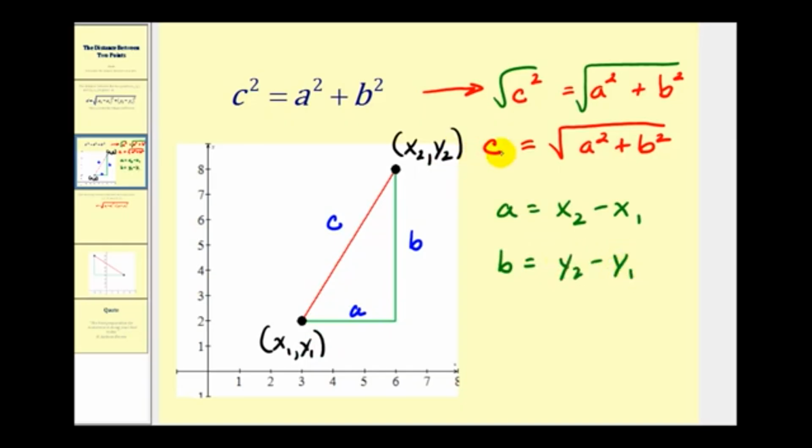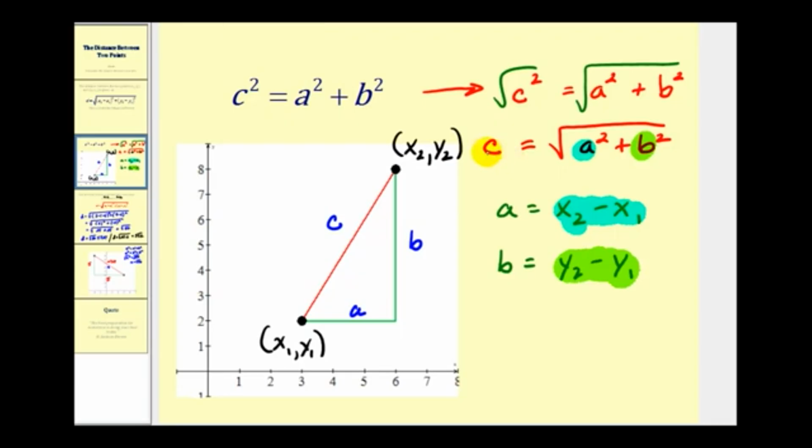So the only difference between the Pythagorean theorem as we see here, solved for C, and the distance formula is we're substituting x sub 2 minus x sub 1 for A, and we're substituting y sub 2 minus y sub 1 for B. So if we perform these substitutions, we'll have the exact distance formula we just showed on the previous screen. So let's go ahead and do it.